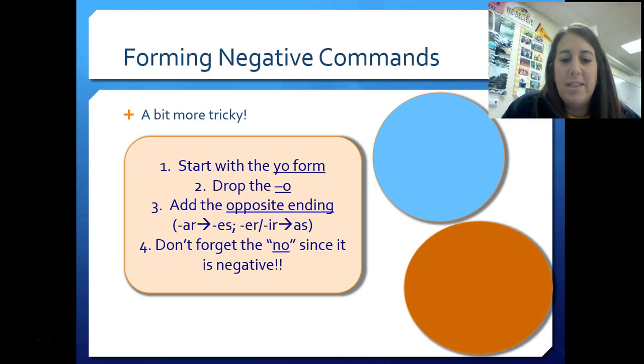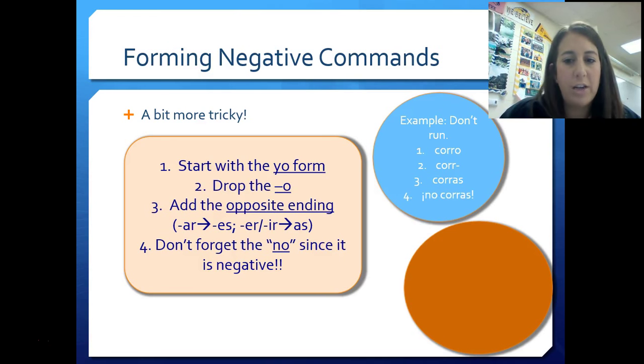And then don't forget to add that "no" at the beginning since it's negative. You're telling someone not to do something. So here are some examples. Don't run. So we're going to start with corro. Drop the O. Add the opposite ending, corras, and then don't forget the no. No corras. Don't run.